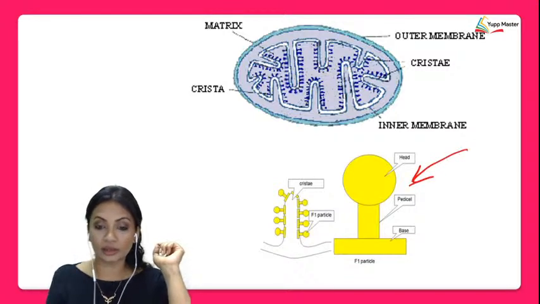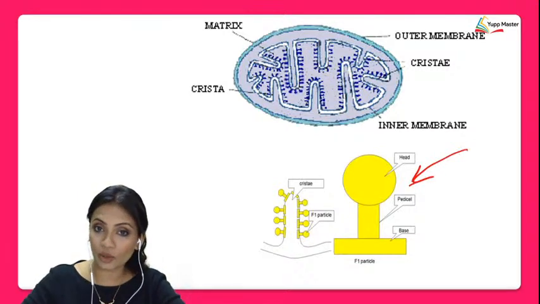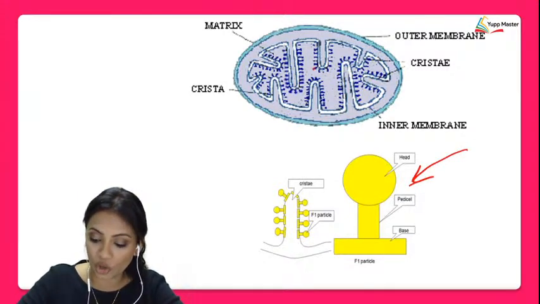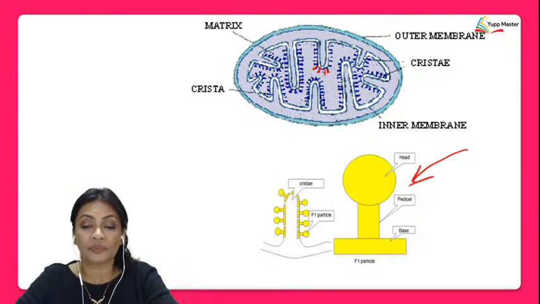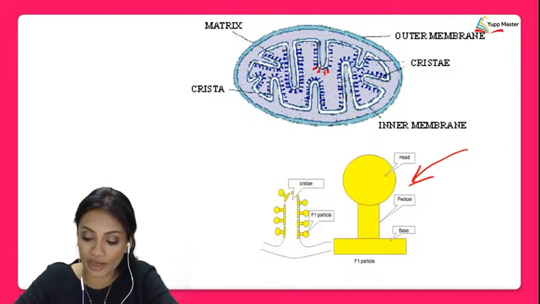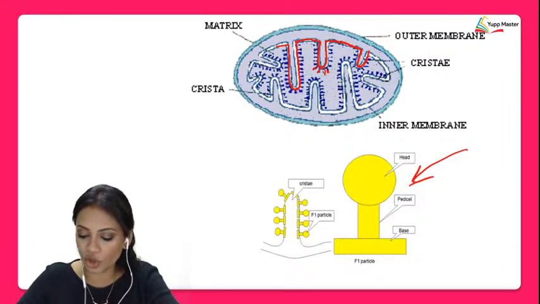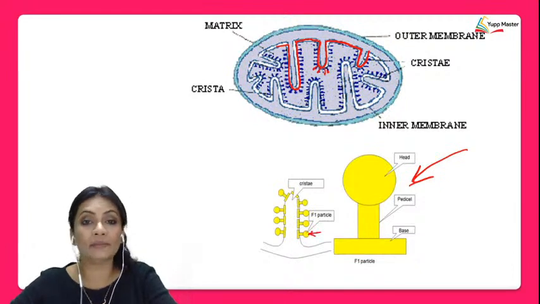This what you see here is an oxysome. Can you see how all those oxysomes are placed on that inner cristae membrane? Okay, so now this might make it clear why exactly the inner membrane of the mitochondria is thrown into folds. The more the surface area is, the more of these F1 particles can be accommodated.